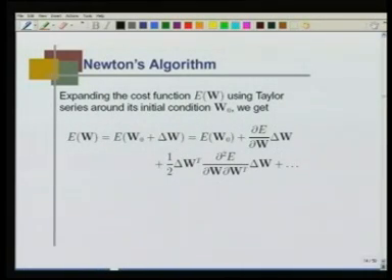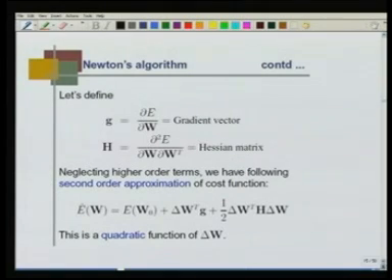So, if we take a second order approximation, let us define G as del E upon del W, the gradient vector, and there is a Hessian matrix that is defined as H, which is del square E upon del W transpose. So, neglecting higher order terms, we have the following second order approximation of the cost function.